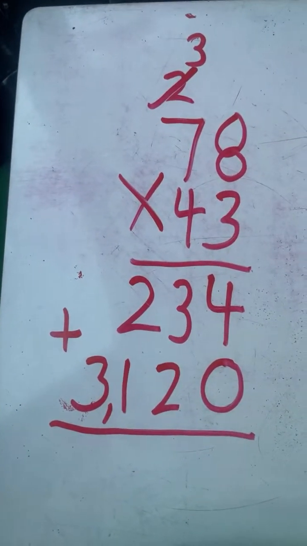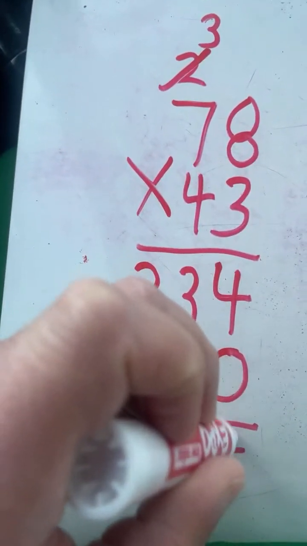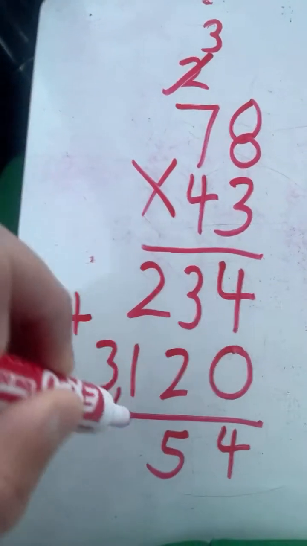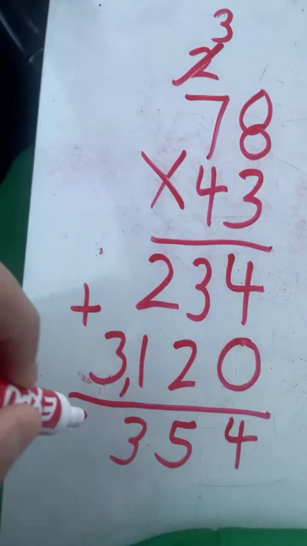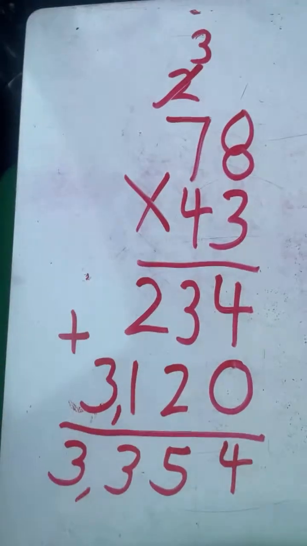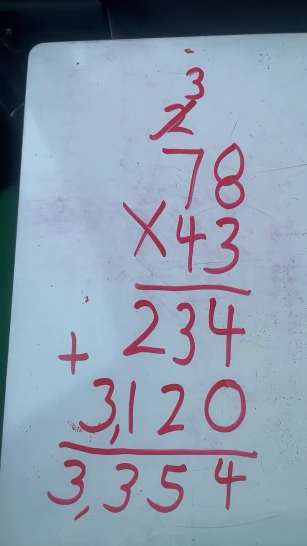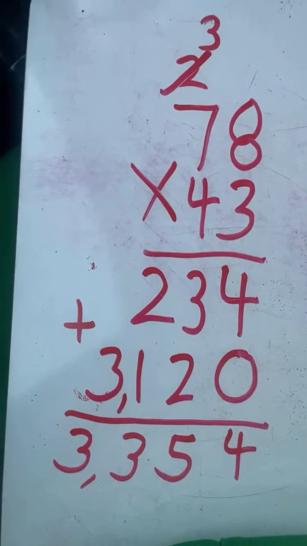Next, we have to add both these numbers together to get our final answer. 4 plus 0 equals 4. 3 plus 2 equals 5. 2 plus 1 equals 3. 0 plus 3 equals 3. And we have our final answer. 78 times 43 equals 3,354.